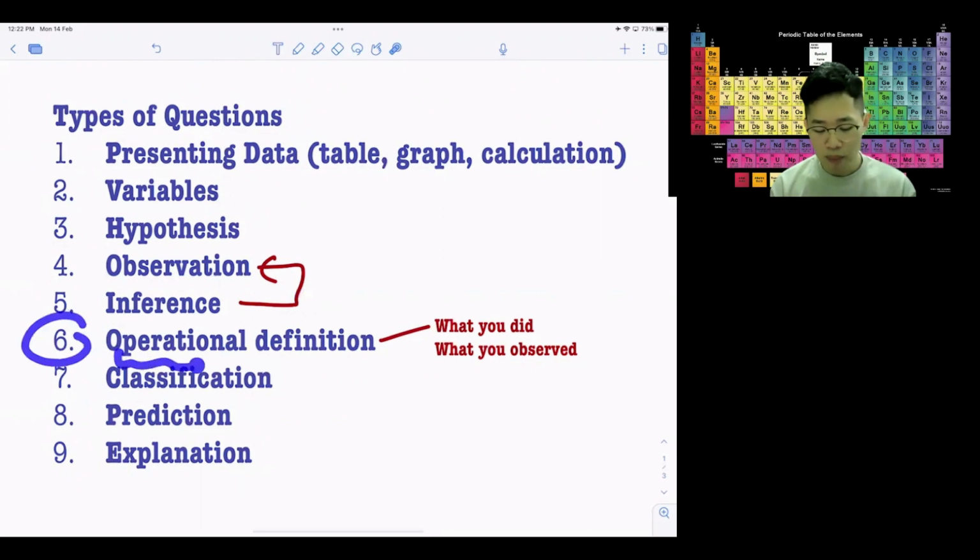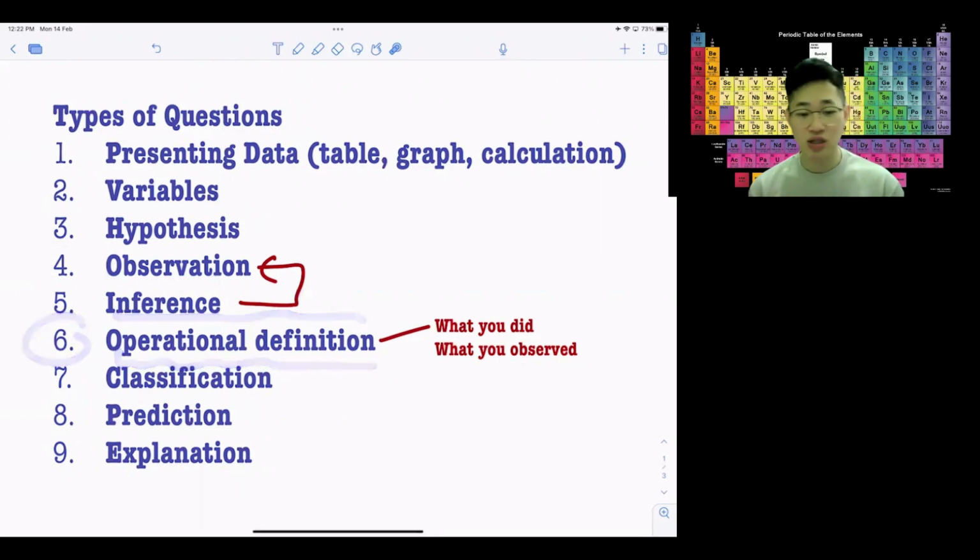Number 6, operational definition, is the question that students always ask me how to do. For chemistry, you have to write a sentence telling them what you did in the experiment and then what you observed. That means what you did and then what is the result, what is the outcome.